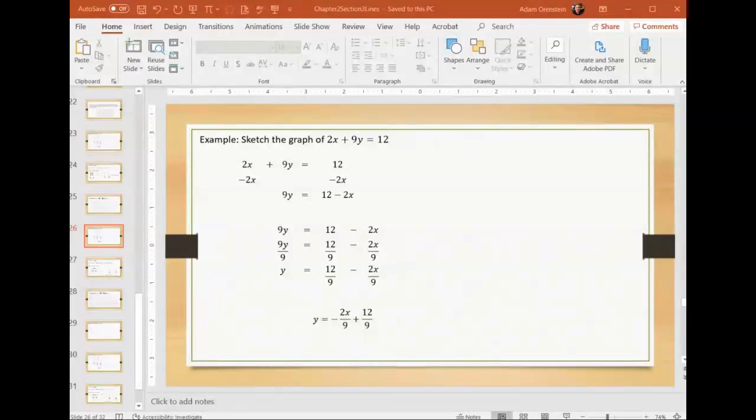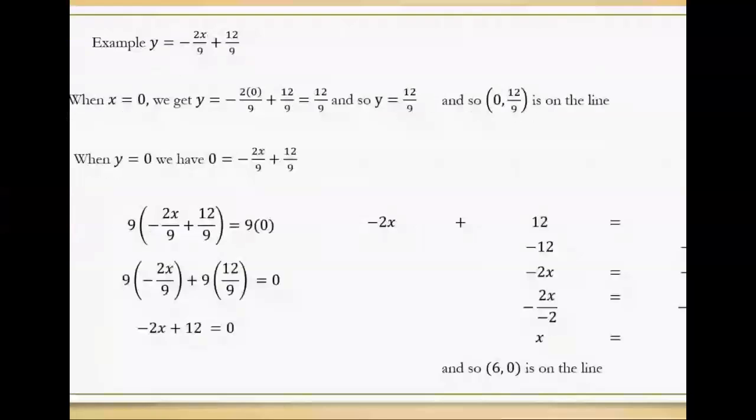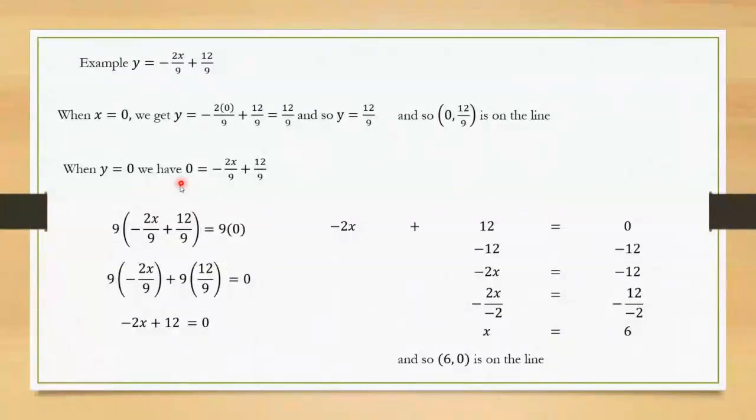Okay, so that's what we're going to do now. Here again, I take x to be 0, and I get y equals -2 times 0 over 9 plus 12 over 9. I'm just replacing x by 0 and figuring out what y is. When x is 0, hopefully you can see this term is gone, so we're just left with 12 over 9.